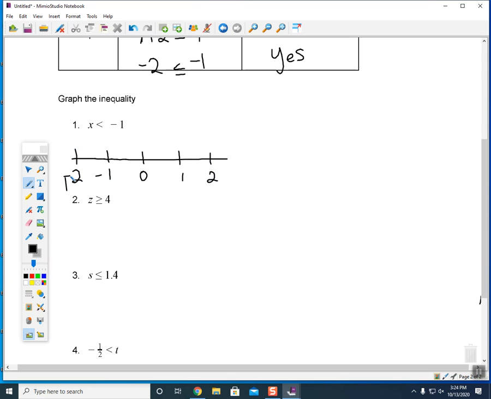Okay, so I'm starting at negative 1. Am I including negative 1? I'm not. So I'm going to have an open dot here at negative 1. X is less than negative 1, so my arrow is going to be pointing to the left.